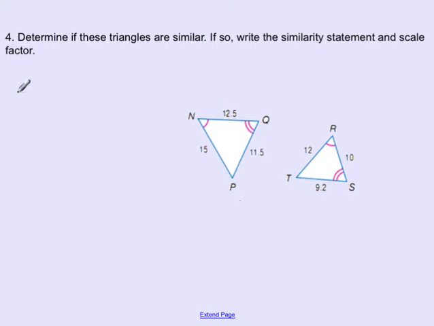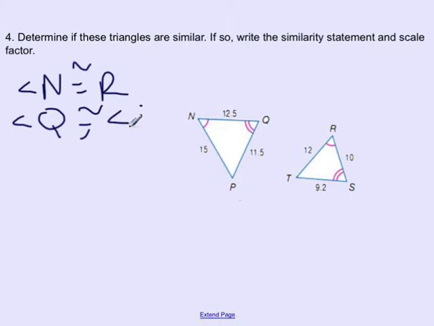Well, what's given to us? Well, we know that angle N is congruent to angle R just by those angle markings. Angle Q is congruent to angle S, again, just by those angle markings. Well, think about it this way. Those two angles are congruent. It has to add up to 180. So it actually means that angle P has to be congruent to angle T in order for that to be able to add up to 180. So angle T.